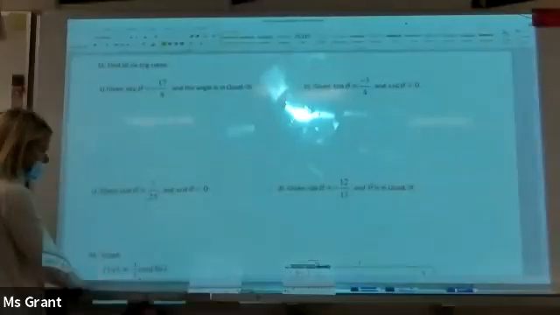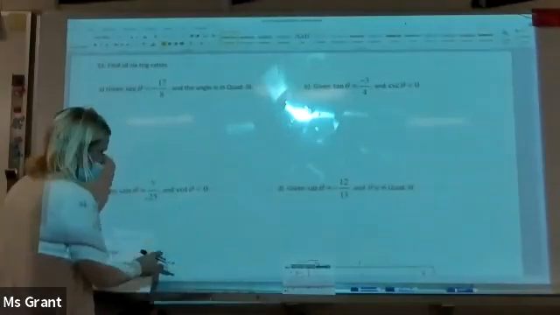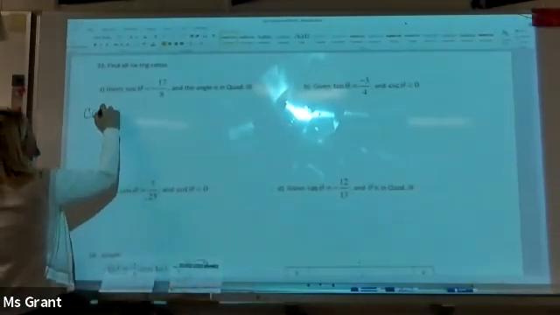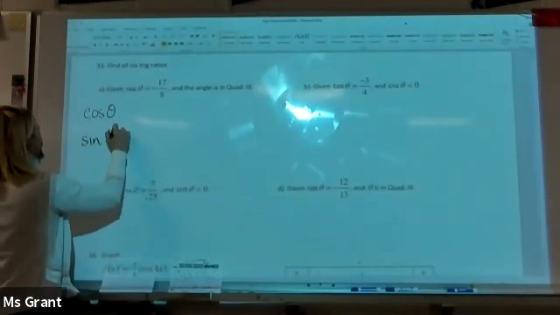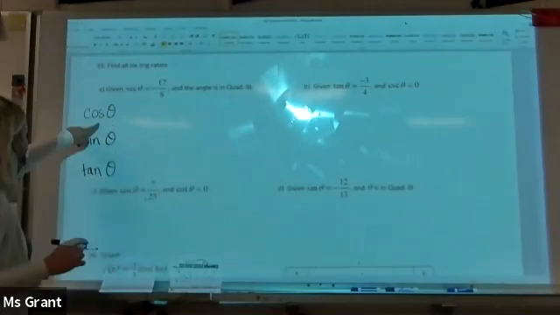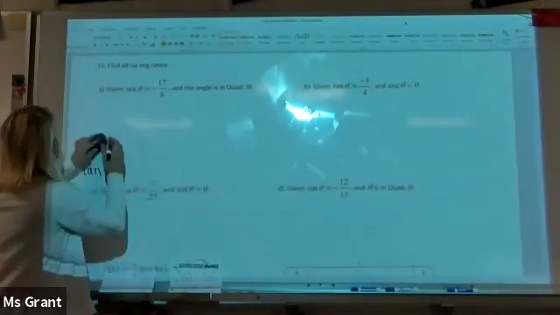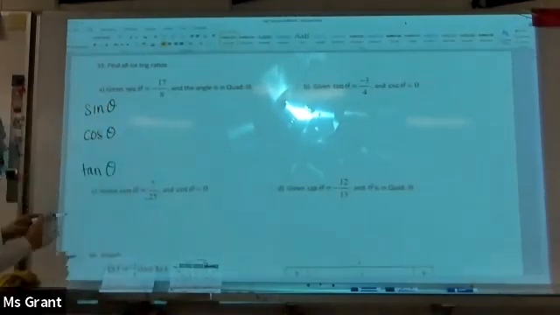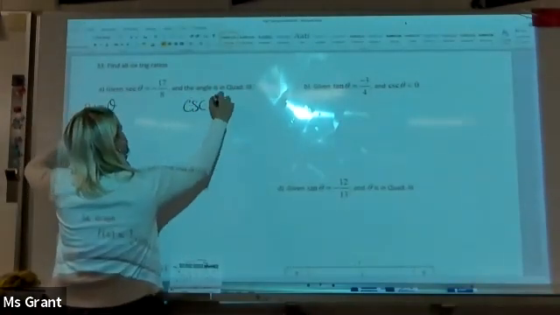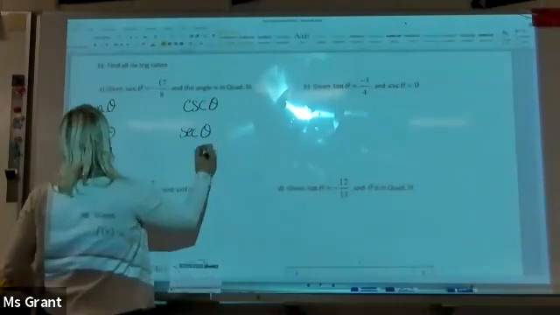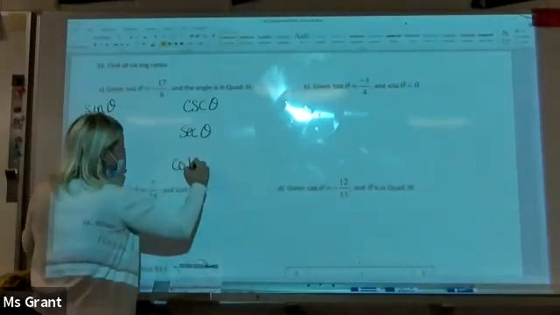Okay. Ready? Find the 6 trig values. Well, that means what's cosine of the angle? What's sine of the angle? What's tangent of the angle? Matching up with, wait, I want to start with sine. Sorry. Okay, ready? Matching up with sine is cosecant. Cosine is secant. Tangent is cotangent.